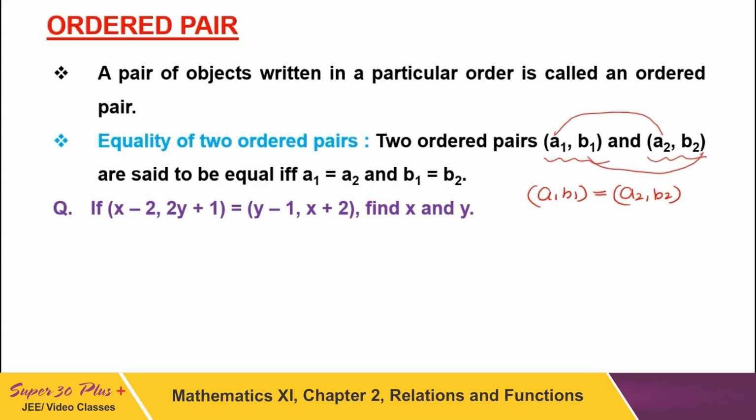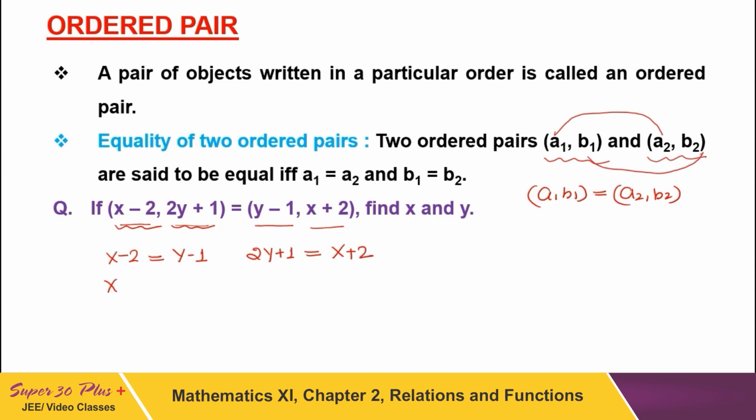Let's see an example. If it is given that the ordered pair (x minus 2, 2y plus 1) is equal to the ordered pair (y minus 1, x plus 2), then find x and y. How can we find the values of x and y? Here, the two ordered pairs are equal, and this will happen only when x minus 2 is equal to y minus 1 and 2y plus 1 is equal to x plus 2.